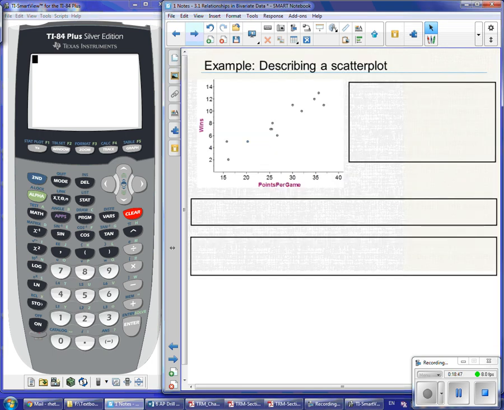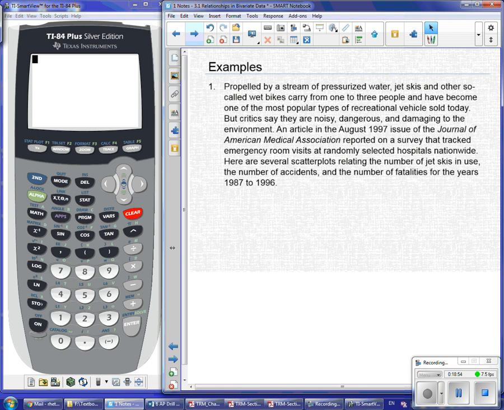With the next example, I'm actually going to skip it because it's not on your paper. The next example, you've got three graphs, and this gives you information on jet skis, the number of jet skis in use, and the number of fatalities over time. It says, propelled by a stream of pressurized water, jet skis and other so-called wet bikes carry from 1 to 3 people and have become one of the most popular types of recreational vehicles sold today. But critics say that they are noisy, dangerous, and damaging to the environment.